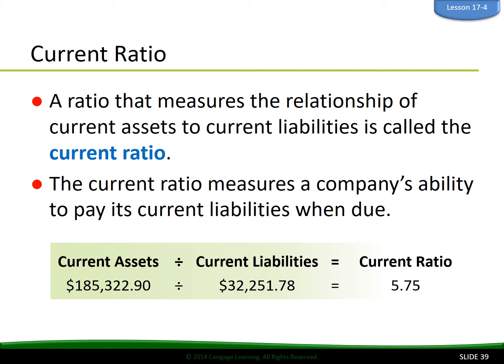So current ratio is a ratio that measures the relationship of current assets to current liabilities. The current ratio measures a company's ability to pay its current liabilities when due. So for example, if the current assets were $185,000 and change, and its current liabilities were $32,000 and change, you would divide the assets of $185,000 by $32,000, and that would give you a current ratio of about 5.75.